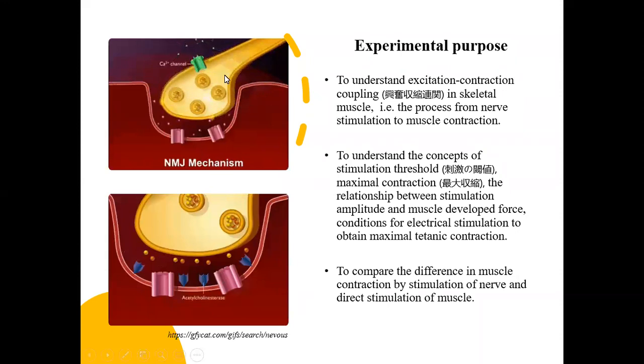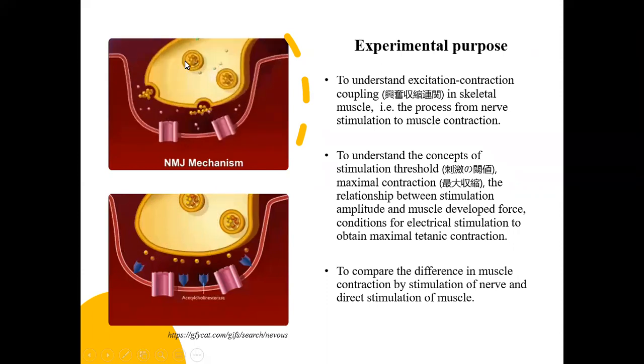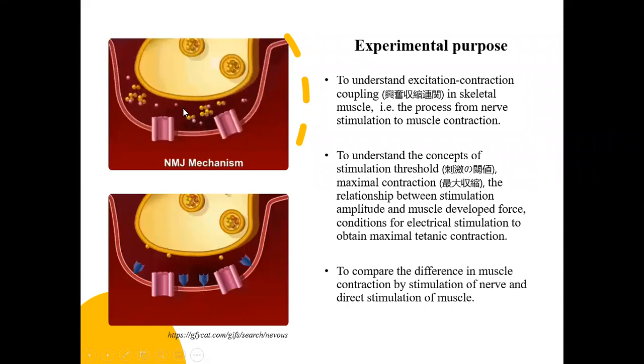This slide shows the process of excitation-contraction coupling. When the action potential is transported to the axonal terminal, it causes the opening of voltage-gated calcium channels. Calcium influx triggers the release of neurotransmitter. In the neuromuscular synapse, the neurotransmitter is acetylcholine. The released acetylcholine diffuses and binds to the postsynaptic acetylcholine receptor, which activates the ion channel.